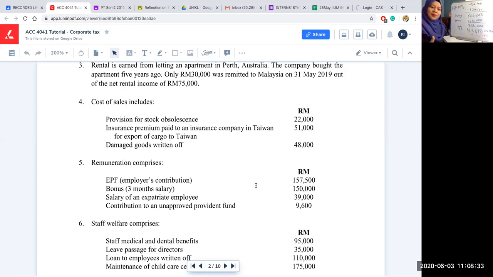Okay, salary. Must pay expatriate? No, no problem with paying expatriate and salary. So nil also for expatriate. But contribution to an unapproved provident fund, what would be your adjustment for that?